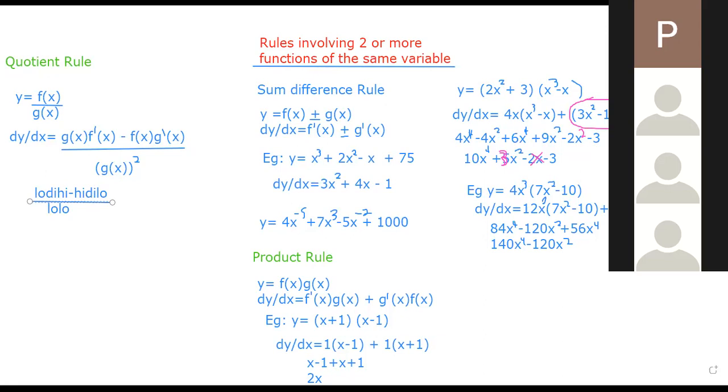So let's solve examples. I have y is equal to x minus 1 over x plus 1. To follow the rule, just understand the principle and go by this principle. That's what I always encourage students to do. No matter how clumsy and complicated this becomes, just go according to the principles and everything will be fine.